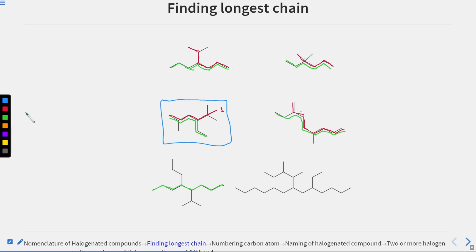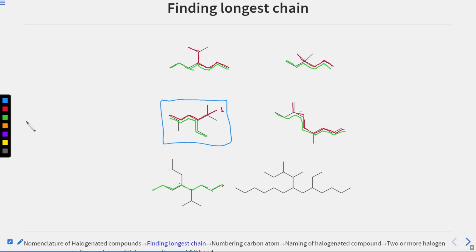Let us take another case like this. 1, 2, 3, 4, 5, 6, 7. It was 8 before, but this is of 7 only, so it is smaller. Let us take a different case. 1, 2, 3, 4, 5, 6. It is still smaller. So all these are smaller, only this one is the larger one.